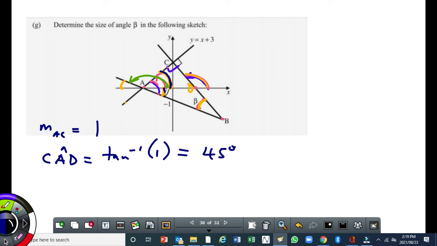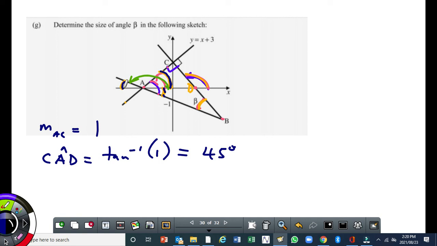So, in order for me to calculate the size of this small angle here, it's equivalent to that. So I'm going to calculate this small angle in green. But is that going to be possible? Do I know the gradient of this line? I don't know. Okay? So if you break up that angle now, what is the angle on a straight line on the x-axis?